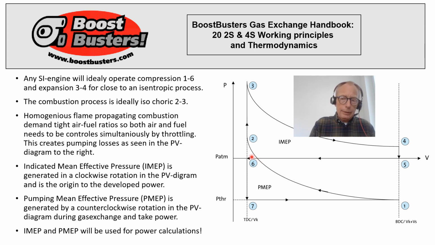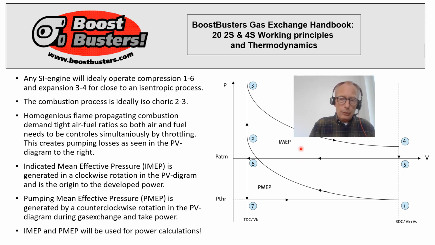This is also creating pumping losses, because air going through the throttle will also generate a power loss because the piston is now moving downwards in the intake phase, and that will take some power from the cycle, also reducing the efficiency of the engine. And we attribute that loss to pumping losses, or something called pumping mean effective pressure, PMEP.